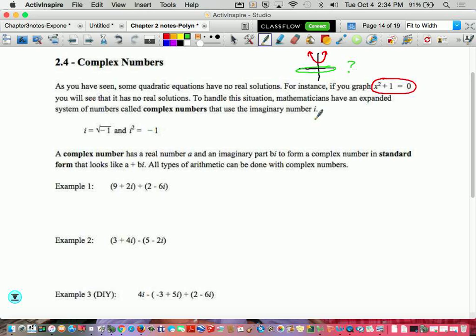So somebody thought of and defined that i can be related to the square root of -1, which then means i squared is -1. Keep that in mind. We write complex numbers in the form a plus bi, where a stands for the real part of the number and b stands for the imaginary part. So when somebody says write it in complex form, they're talking about a plus bi form.